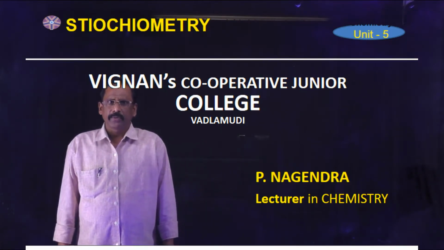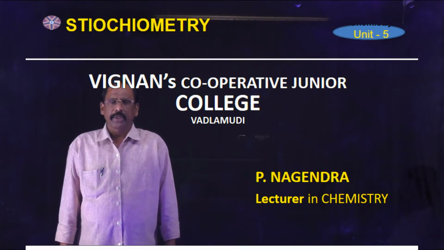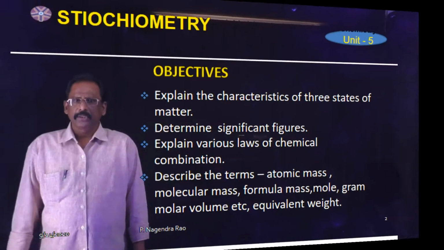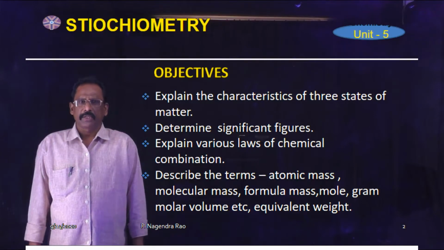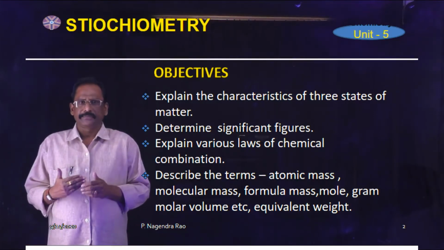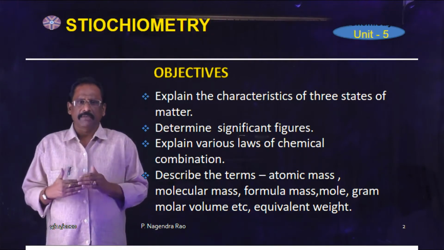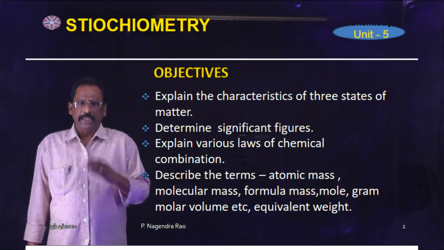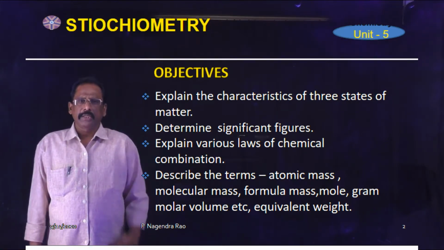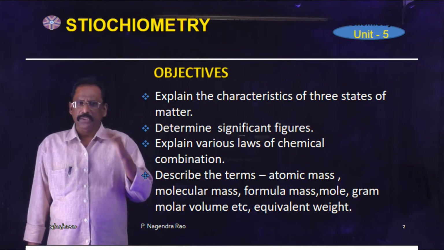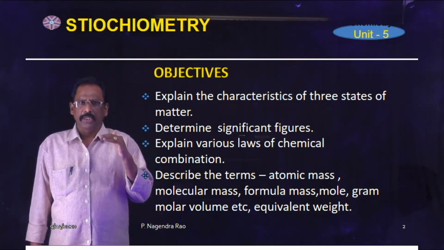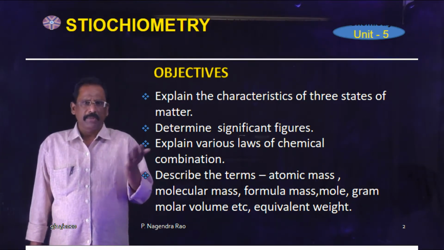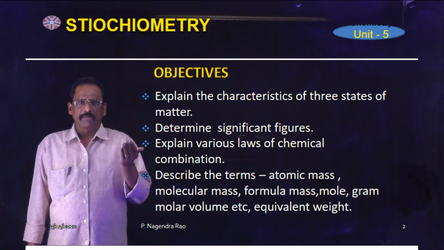Today I am going to discuss the Stoichiometry chapter in first inter chemistry. In the chapter, various topics are: what is matter, what are the various physical states of matter, what are significant figures, how they are calculated, what are the different laws of chemical combinations, and what about the mole concept. In the mole concept, we have to study the atomic mass, molecular mass, formula mass, etc.